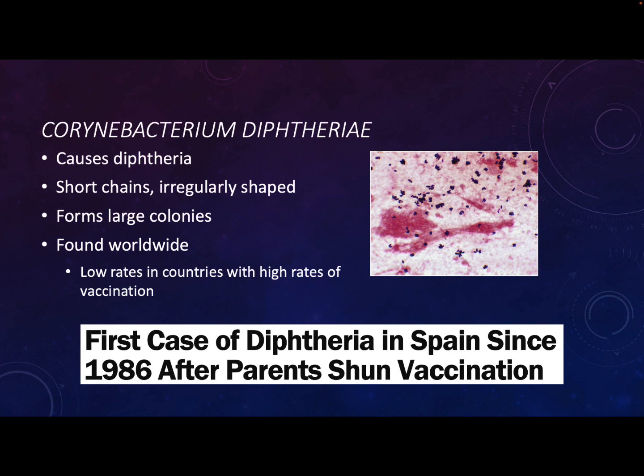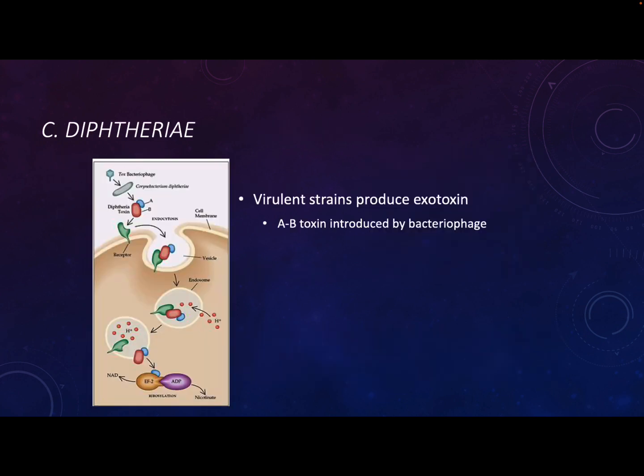So this was a headline from a few years ago. It was the first case of diphtheria in Spain since 1986. And I want to say when I pulled this headline, it might have been 2018 or 2019, so it had been more than 30 years since Spain had had a case of diphtheria. It was an 8-year-old boy who died of diphtheria because the parents thought, we don't need to vaccinate anymore. And unfortunately, they learned a very hard lesson that it is still important to vaccinate.